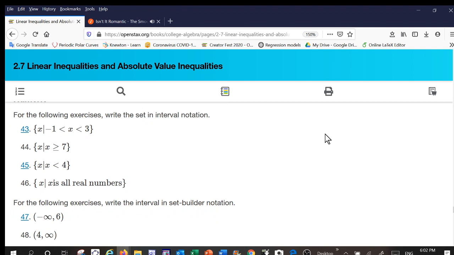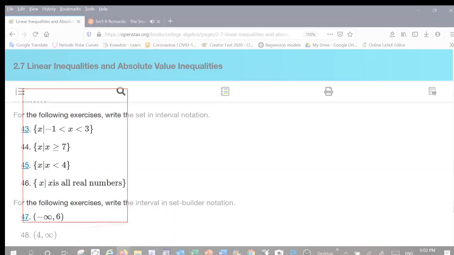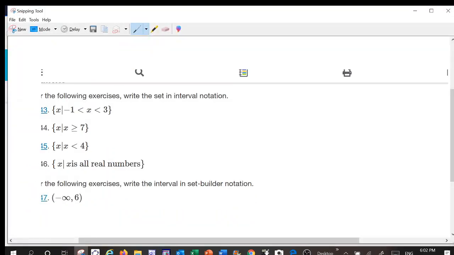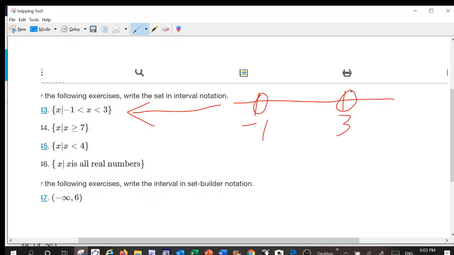It says for the following exercises, write the set in interval notation. How do we do that? Well, let's do a few of these. So how do I write this in interval notation? Well, I'm looking for all the numbers between 3 and negative 1, not including 3 and negative 1. So you put parentheses, parentheses, because they're not included, and you just put the endpoints here, right?